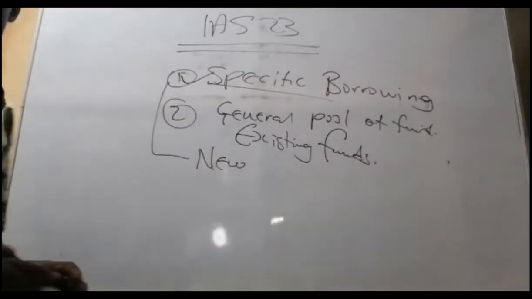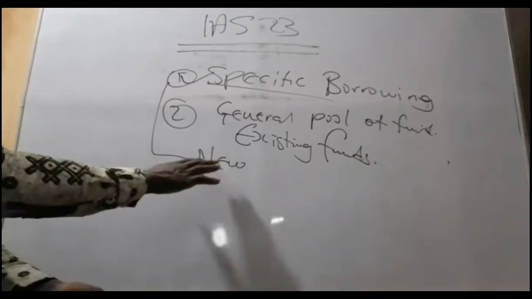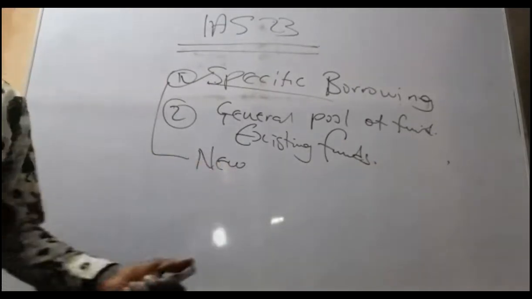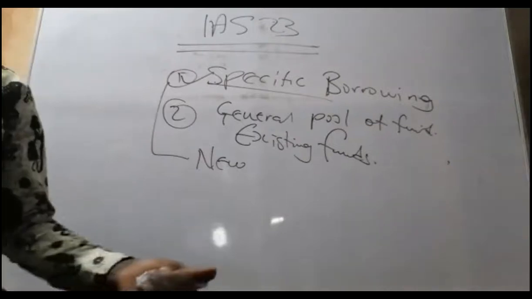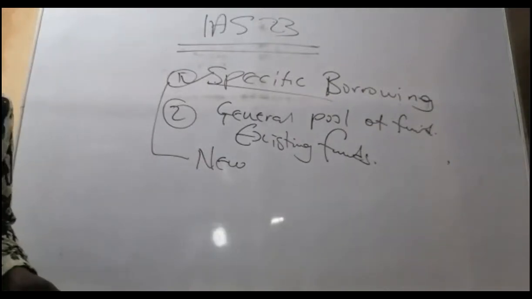We are done. So let's start with specific. Then when I'm done, we pick a question on the general pool of funds. Then when I'm done, put the two together. Then we now solve a mixed question. Then that's the end of the game. Then we are done. Good news. Okay, so specific. Let's set the question.